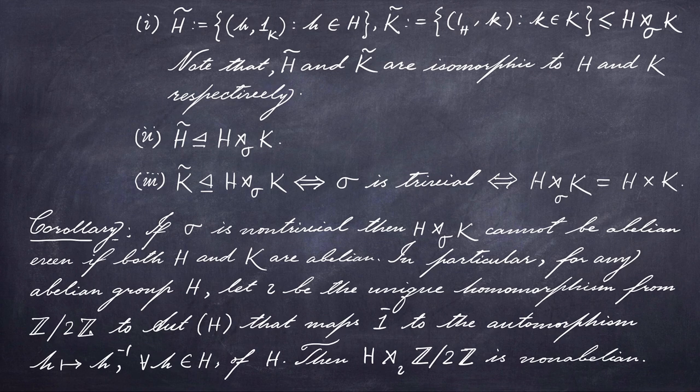We will do that quite often later on. In fact, we will construct a non-abelian group of order p cube from Z modulo p square Z and Z modulo pZ. So we will construct a non-abelian group of order p cube using semi-direct products.